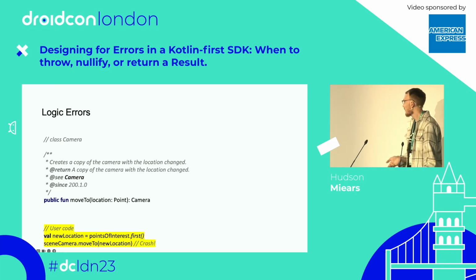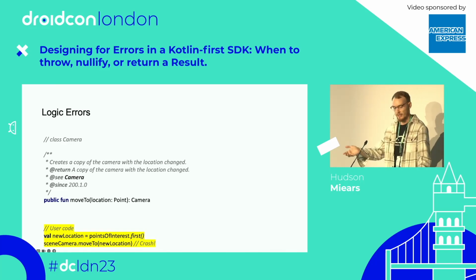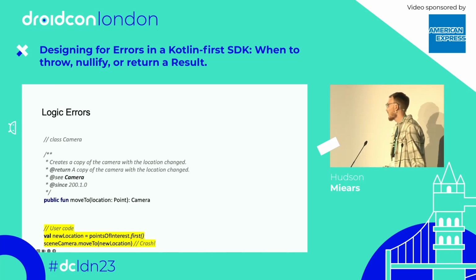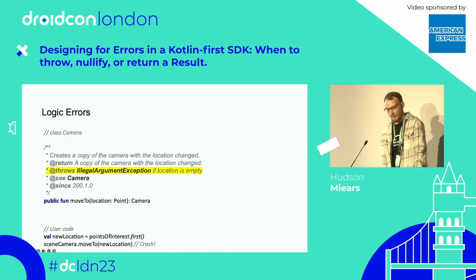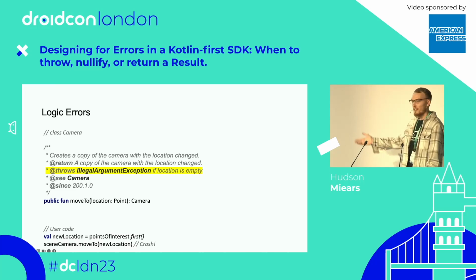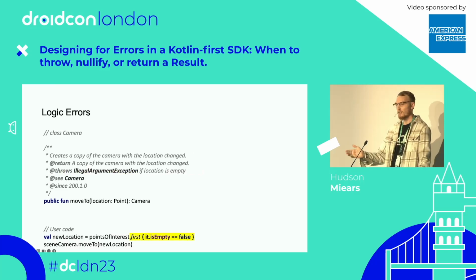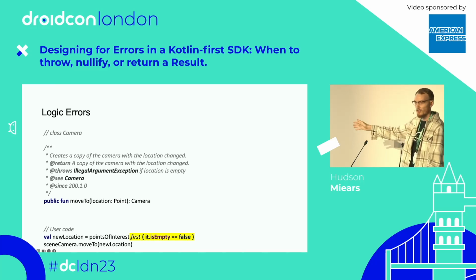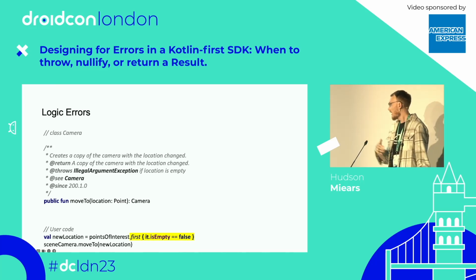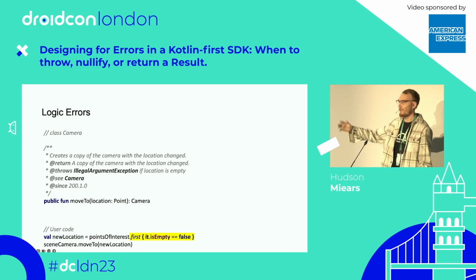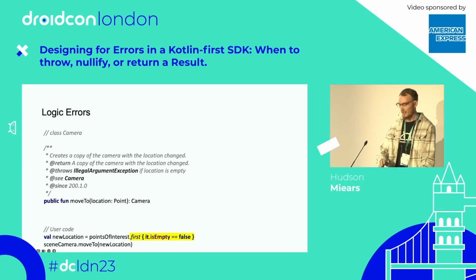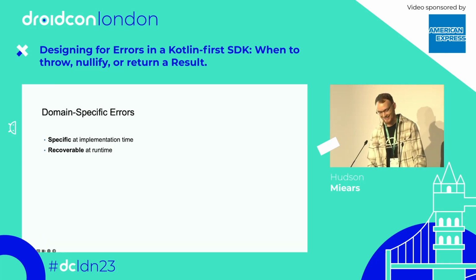You can see that here, the user is going to get some points of interest collection that they have, and they're going to try to call their camera.moveTo to that location, and their app's going to crash. So how do we prevent this from happening? Well, really, we just document it with @throws. We tell them that it'll throw an IllegalArgumentException if the location is empty, and then the user says, OK, well, I might have an empty location, I might not. I'm going to first filter out any empty locations from my collection before I try to move the camera to it. And of course, first can also throw, but for the purposes of this example, we won't consider that.